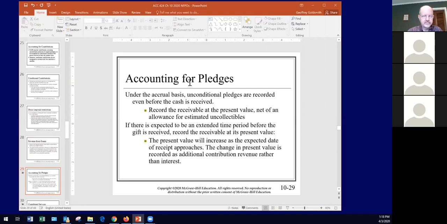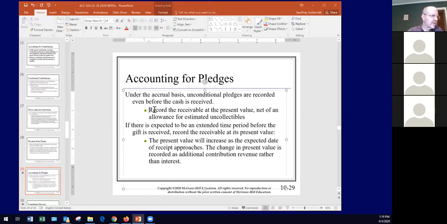Pledges. Under the accrual basis, unconditional pledges are recorded even before the cash is received. Record the receivable at the present value net of an allowance for estimated uncollectibles. If there is expected to be an extended time period before the gift is received, record the receivable at its present value. The present value will increase as the expected date of receipt approaches. The change in present value is recorded as additional contribution revenue rather than interest.